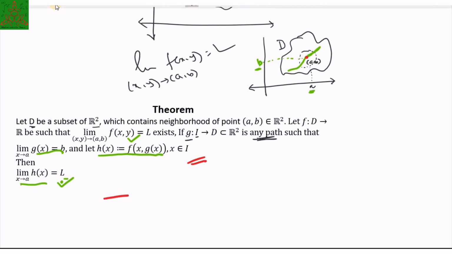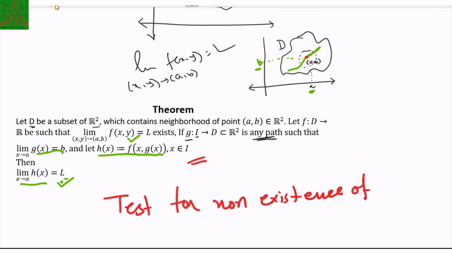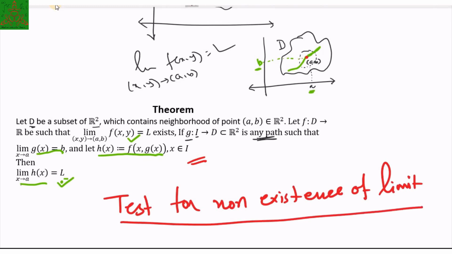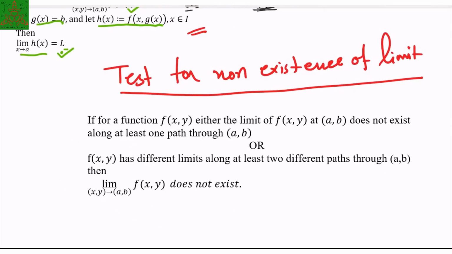It's called the test for non-existence of a limit. If you want to check whether the limit of the function exists or not, you need to apply this test for non-existence of a limit. It says that for a function f of xy, either the limit of this function at point AB does not exist along at least one of the paths through AB, or f of xy has a different limit along at least two different paths through AB.